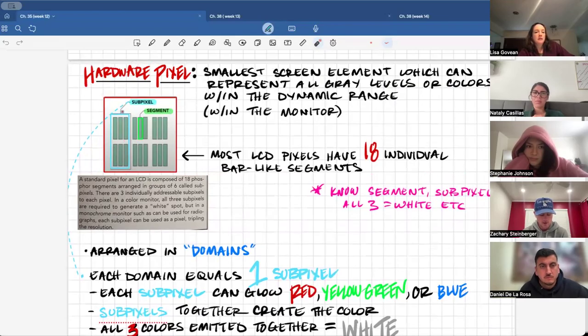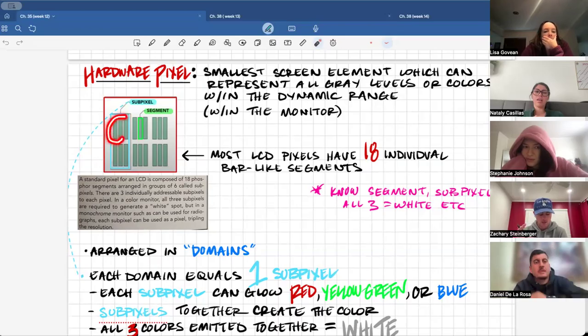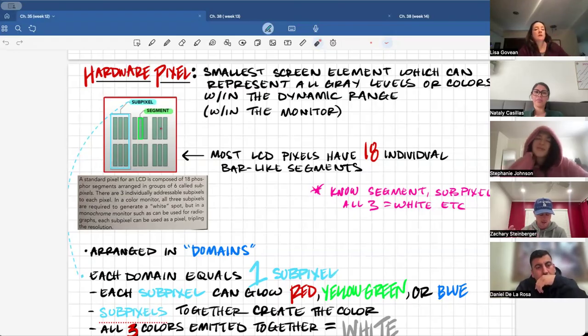So now they're arranged in groups of three called domains. So each group of three is called a domain, with each pair of domains making up a subpixel. So each pair, so 6 bars, is a subpixel. So there are three subpixels in a pixel, and each subpixel has 6 segments.